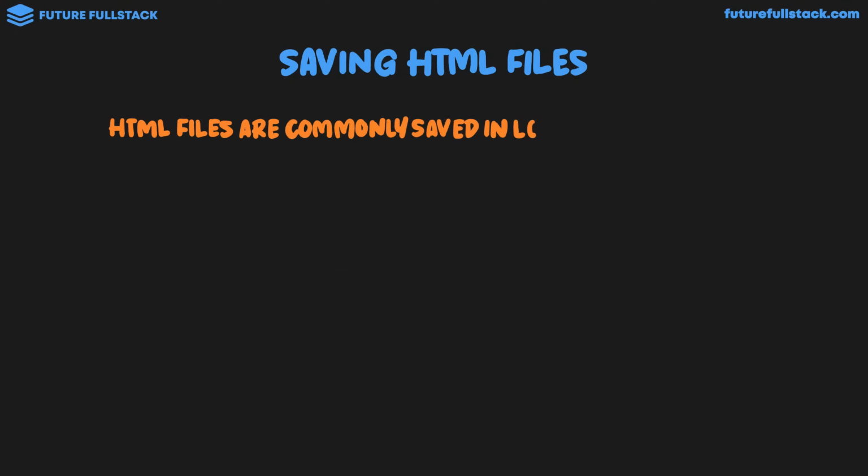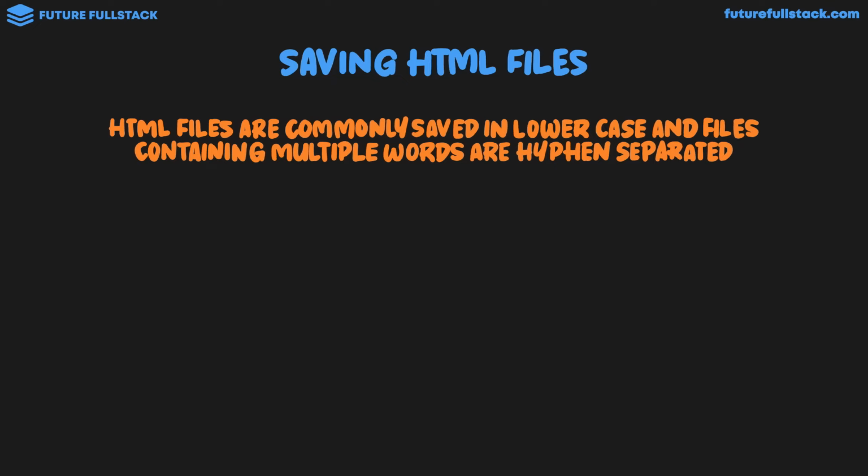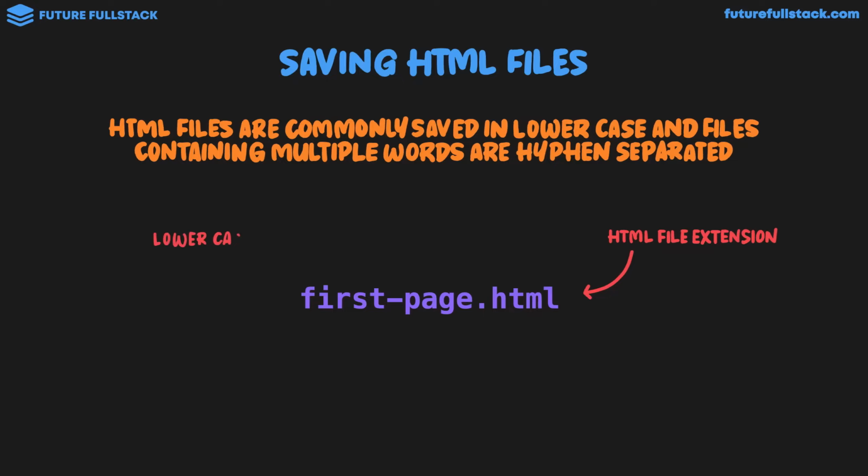Let's now take a look at saving HTML files. HTML files are commonly saved in lowercase, and files containing multiple words are hyphen separated. We'll soon be creating an HTML file called first-page. You'll notice that the file extension is .html, which means that this is an HTML file. It's all lowercase, and as there are more than two words, we separate the words by a hyphen. All right, let's jump into VS Code and make our first HTML file.